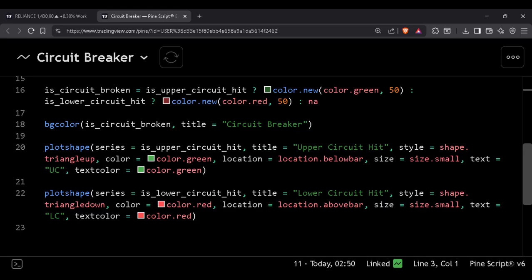There is much more to do further in this concept. In the next tutorial, we will try to build a strategy around these circuit breaker levels.